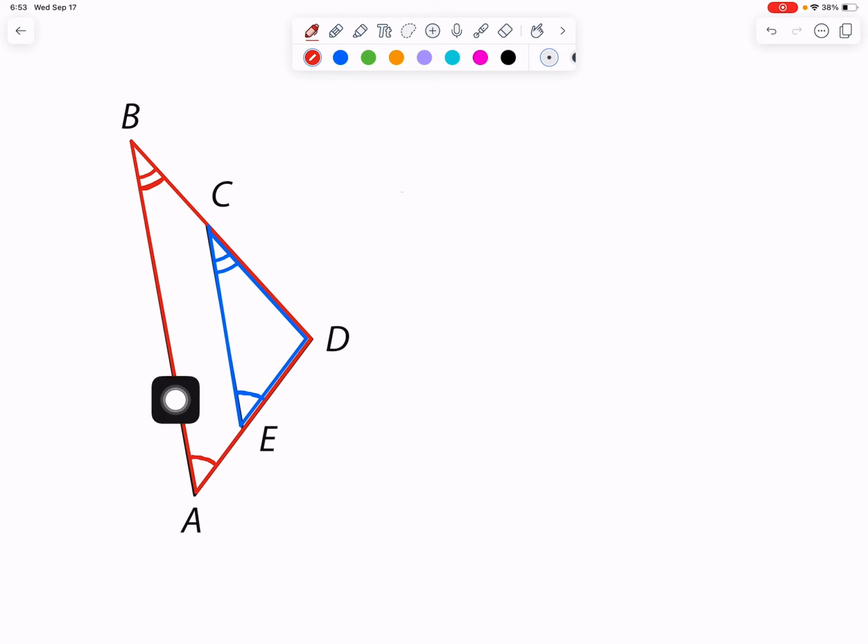But let's go ahead and start by labeling our red triangle. What do you guys want to name this? Let's go DAB. So we have triangle DAB. Well, we know that they both have two congruent angles because they're labeled by these arches. Angle A has one arch and angle E has one arch. Angle B has two and angle C has two. Wonderful.